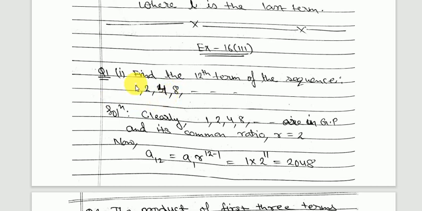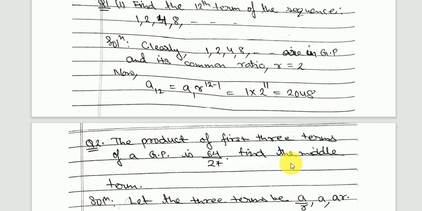The first term is 1, and the common ratio R is 2. Clearly 1, 2, 4, 8 are in GP, and its common ratio R is equal to 2. We are supposed to find the 12th term. So A12 will be A1 into R to the power 12 minus 1. Put the values, get the answer.